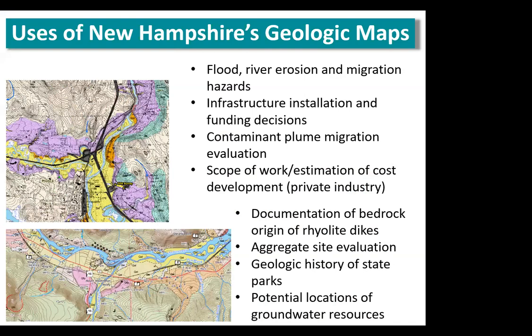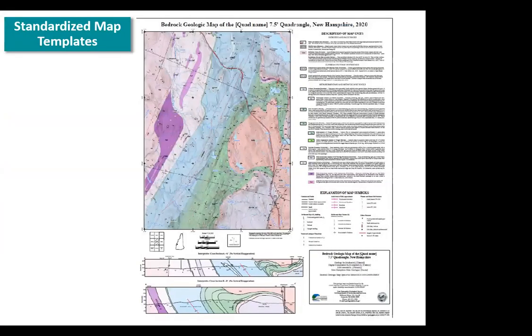On the screen are just some uses of New Hampshire's geologic maps. I'm not going to read them all. You can read them on the screen. But these are examples of how our geologic maps have been used by both the applied and professional communities, both public and private sector, over the years in New Hampshire. Both are official surficial and bedrock geologic maps.